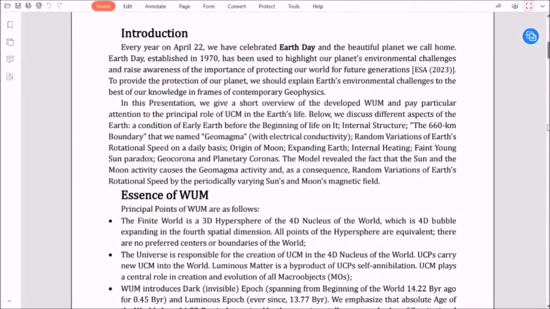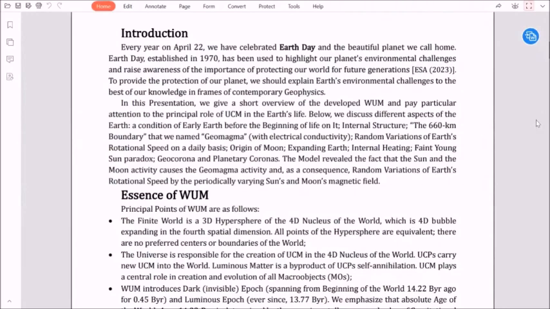To provide protection of our planet, we should explain Earth's environmental challenges to the best of our knowledge in the frames of contemporary geophysics. In this presentation, we give a short overview of the WUM model and pay particular attention to the principal role of UC matter in the Earth's life.